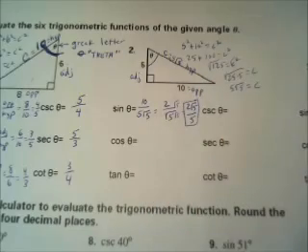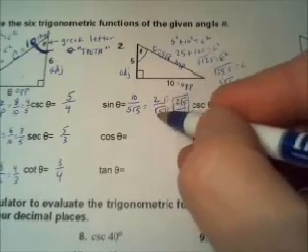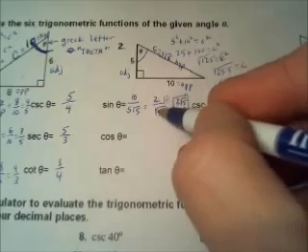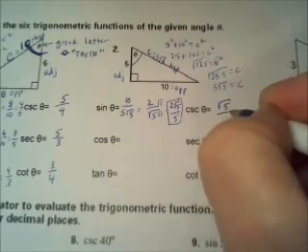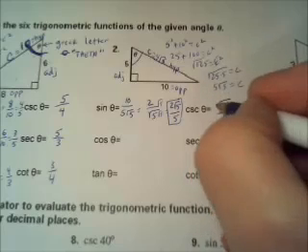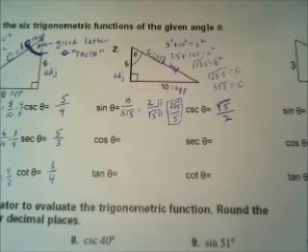There's your sine. The cosecant is the upside down sine. Well, I'm going to take this 2 over the square root of 5 and flip them upside down and call them the square root of 5 over 2. Then I don't have to re-rationalize the denominator.